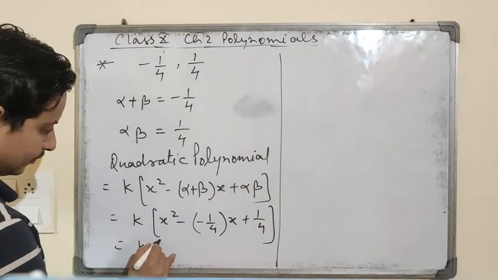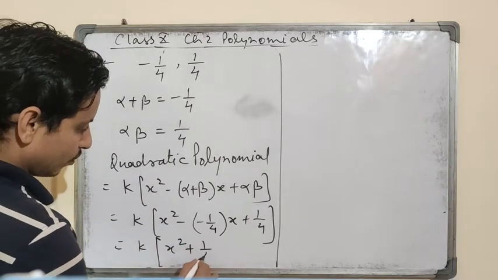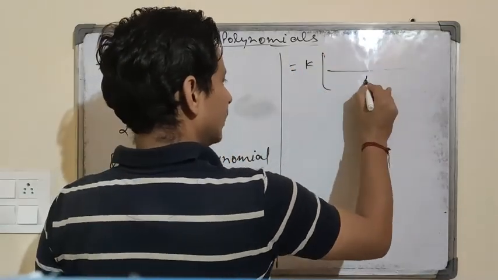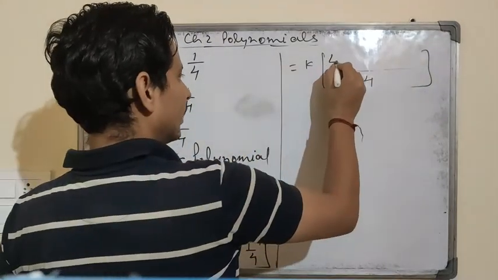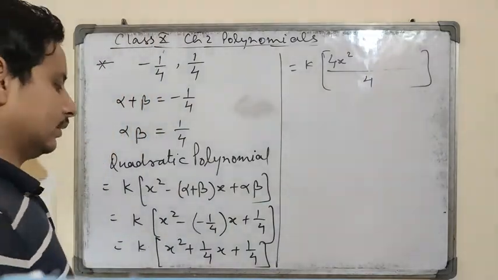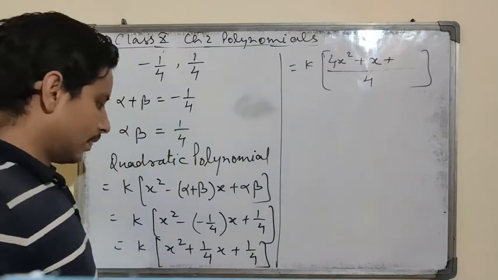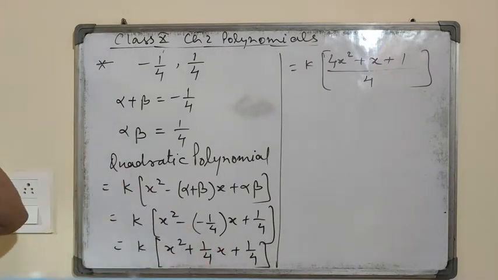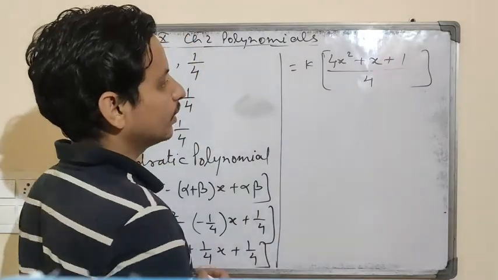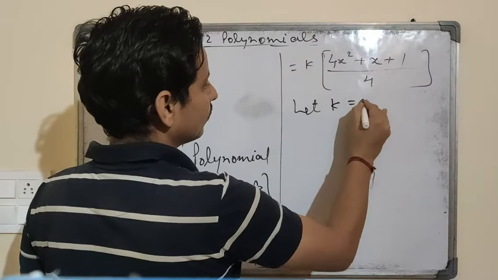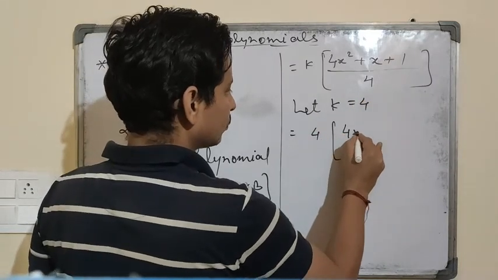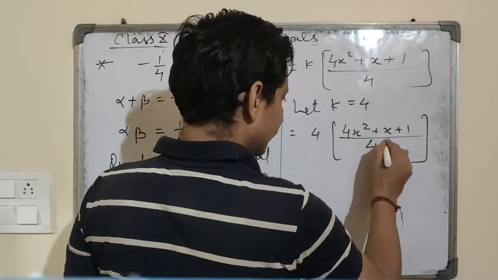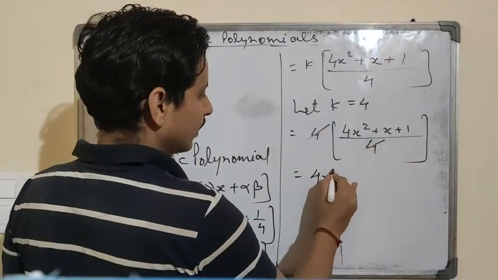So here we have k into x square plus 1 upon 4 into x plus 1 upon 4 equal to k into, we take 4 is the LCM, so here it is 4x square plus x plus 1. 4 is the LCM, so it will be 4x square plus x plus 1. Now in the denominator we have 4, so we should take k equal to 4. So here we have 4x square plus x plus 1 upon 4. 4 and 4 are cancelled out, so 4x square plus x plus 1.